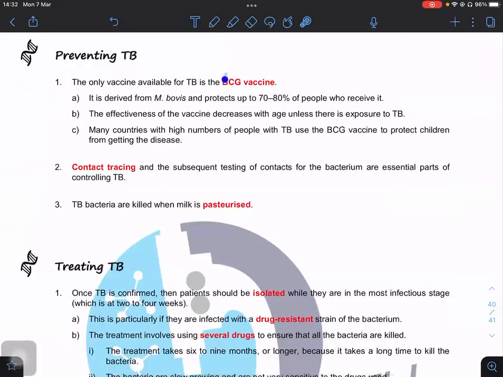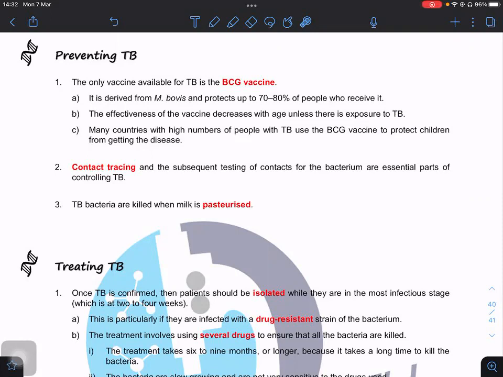So again, the only vaccine available is BCG. So generally, Malaysians are vaccinated with BCG, unless you missed out. I'm not sure. You can always check your vaccination records. Okay, again, the herd immunity is roughly about 95%. Okay, the effectiveness of the vaccine decreases with age unless they are exposed to TB.